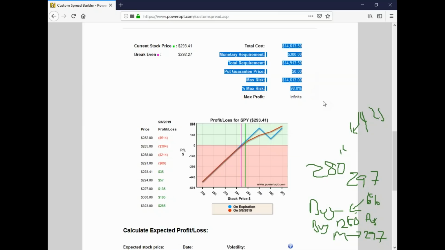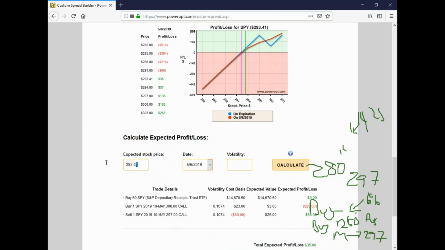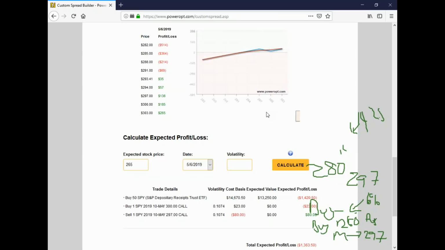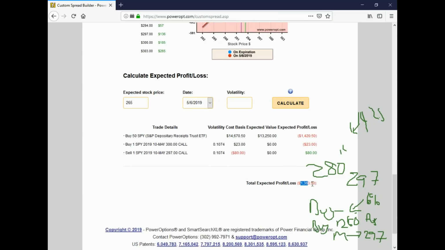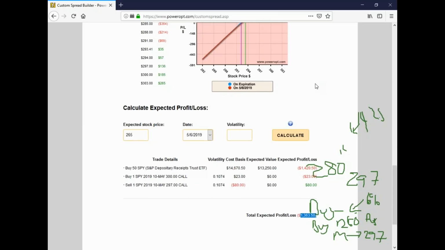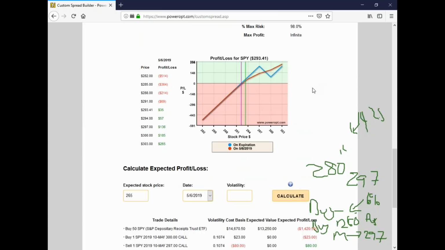I'm covering half the margin requirement on the bear call spread. I still have a cost of $14,000 for 50 shares. I still have unlimited upside, but I still have this risk. And if the stock fell, what did we say, to 265? Is that what it was? Okay, yeah, it was about 265, halfway there. We're looking at a loss of $1,363, which was $400 less than the loss we would have taken on the diagonal.